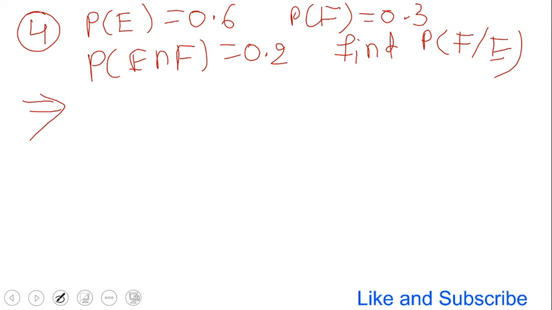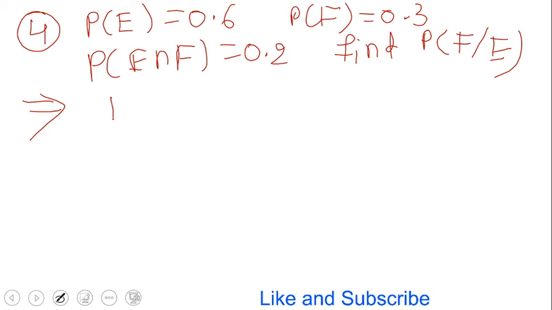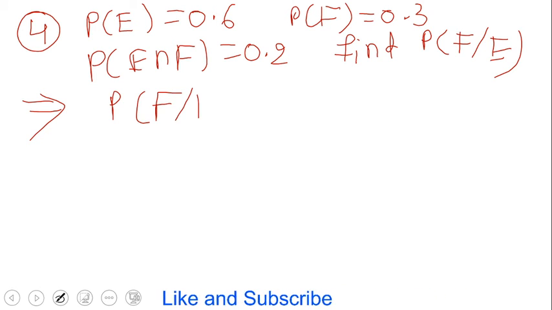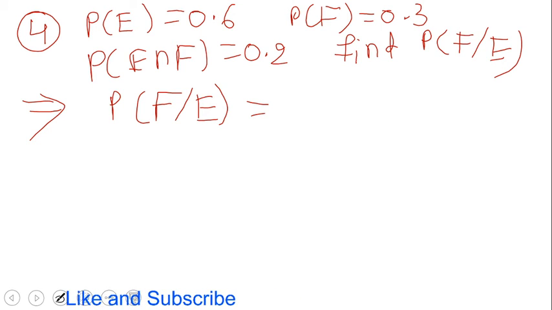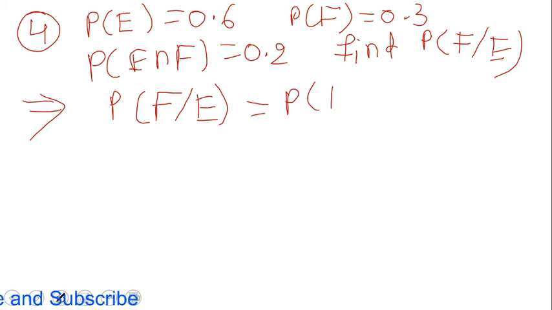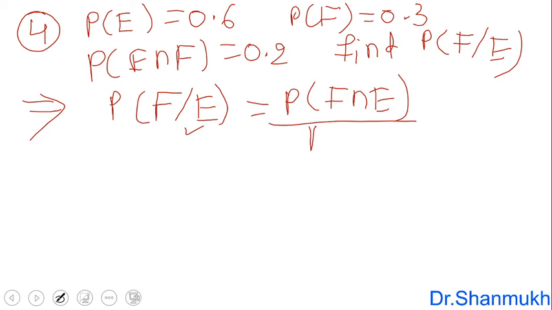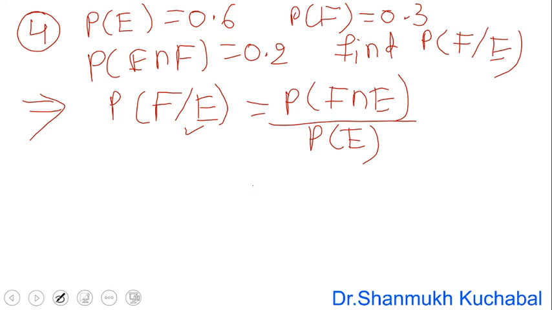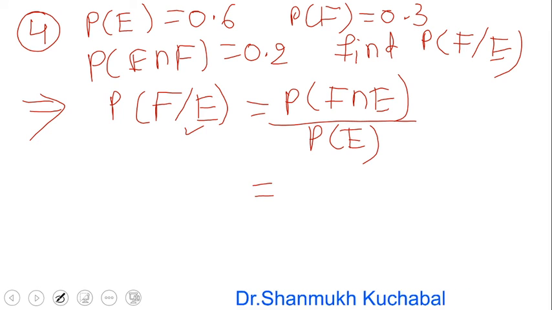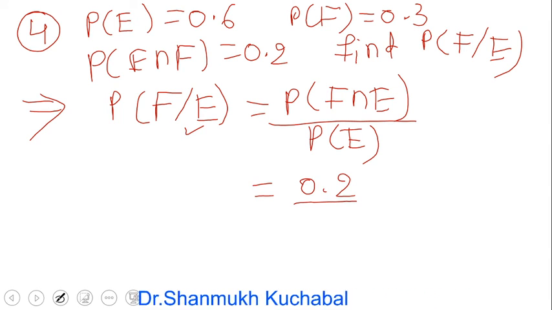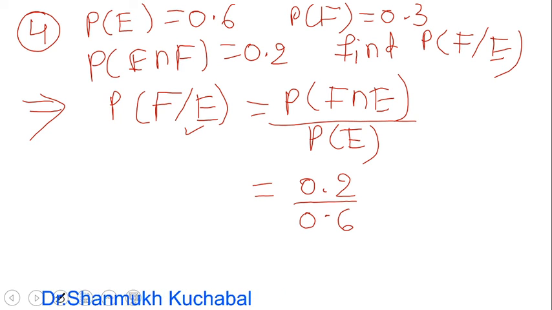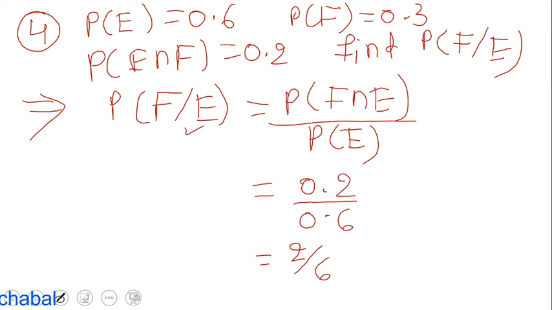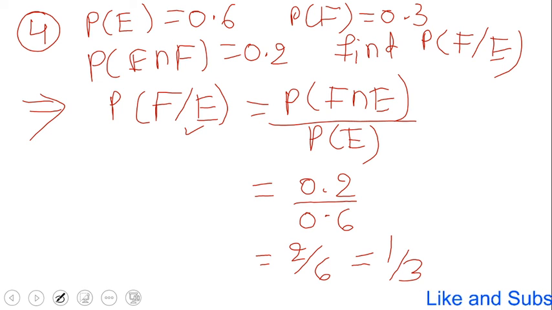So the solution for this: first I write the formula. It is probability of F given E. Then for division we take the intersection, probability of F intersection E. Then the second quantity is E, by which we have to divide, probability of E here. Then the intersection is 0.2. Then probability of E is given as 0.6. Then we can cancel the point, we get 2 by 6. Further simplification, we can write it as 1 divided by 3. So this is the required simplification.